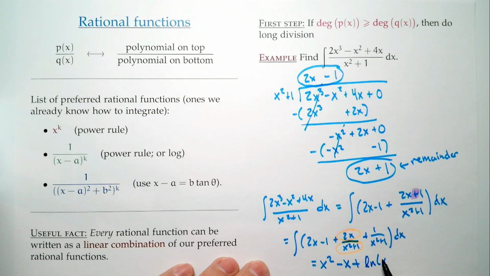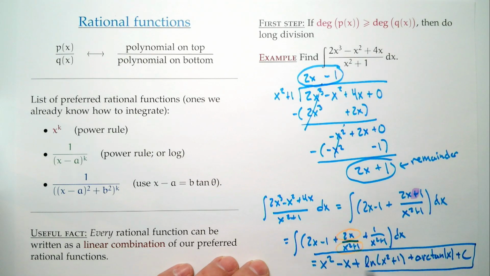This is natural log of x squared plus 1. How about 1 over x squared plus 1? Arctangent of x. And because we want points, plus c. So there's our antiderivative. That's it.